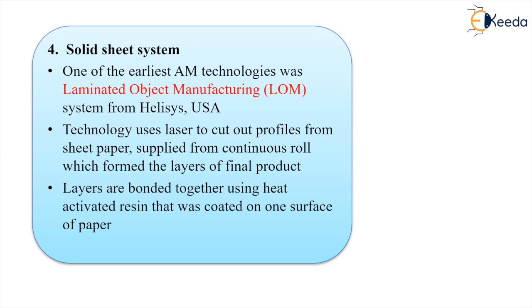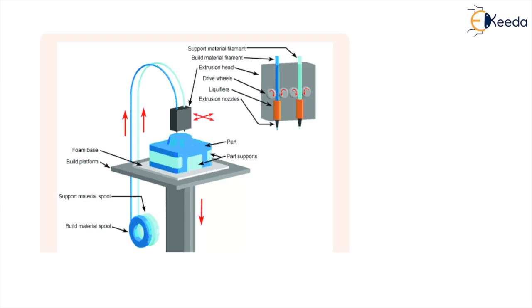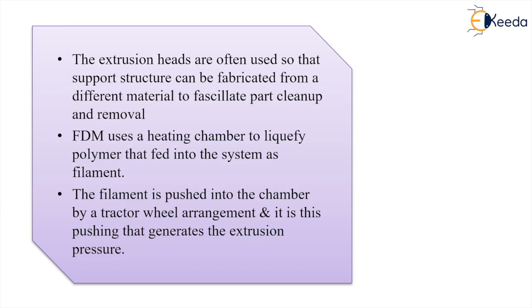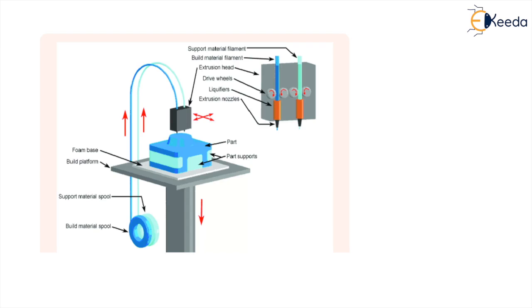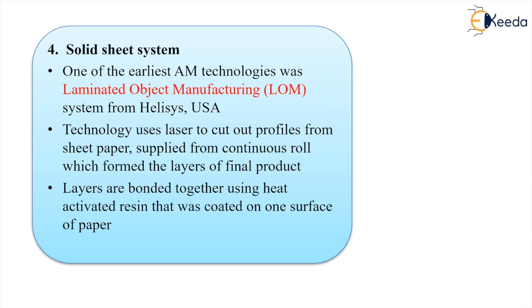This laminated object manufacturing process we are going to understand as a separate point in this chapter. As we discussed, fused deposition modeling, this is FDM, we learned under the heading of molten material systems. In that classification of molten material systems, this is the widely used technique, that is FDM. Likewise, we are also going to see the laminated object manufacturing process under the classification of solid sheet systems.